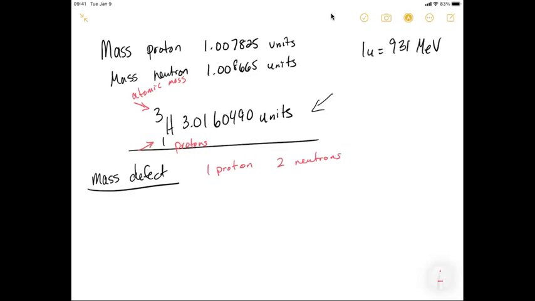So all we have to do is take the masses that they've given us here and add them up, and then subtract the atomic mass from that total. So if we take the mass of 1 proton is 1.007825, and then we're going to add that to 2 times the neutrons, 1.008665. And then let me get my calculator.